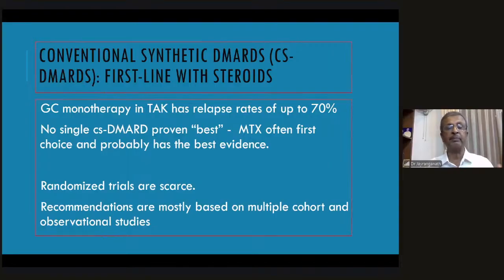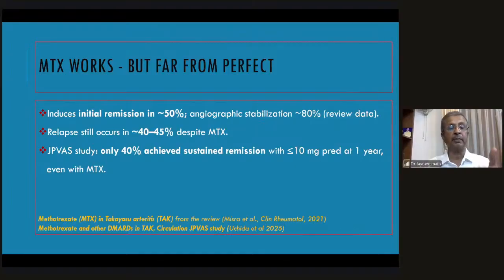Methotrexate is often the first choice and probably has the best evidence. Randomized trials are very scarce. Recommendations are mostly based on multiple cohort and observational studies. It is far from perfect. Initial remission is only up to 50%. Angiographic stabilization is 80%. Relapse still occurs in 40 to 50%.